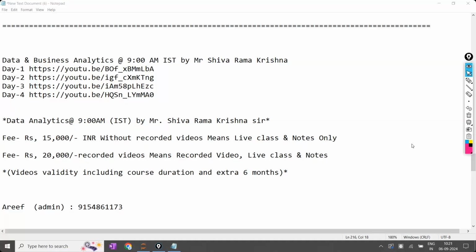How much pandas and matplotlib will you teach? Whatever is required for the data analyst role, that much content will be covered.